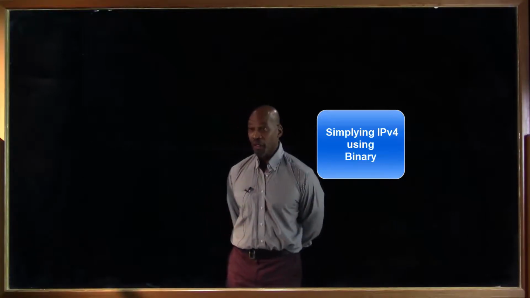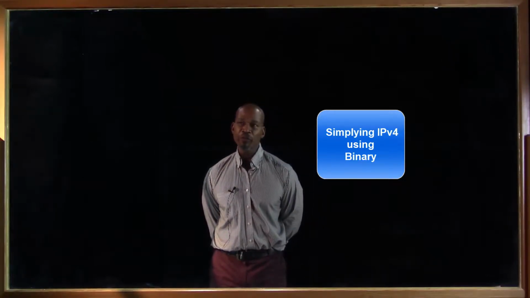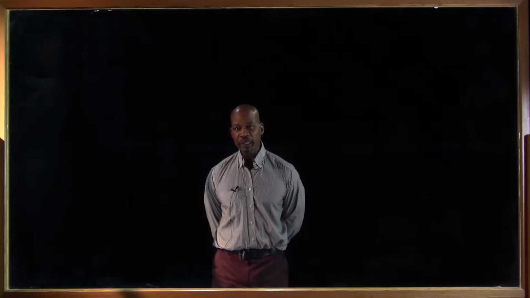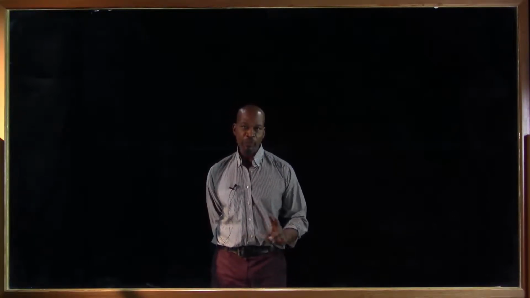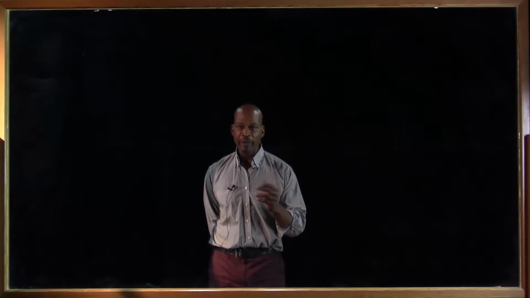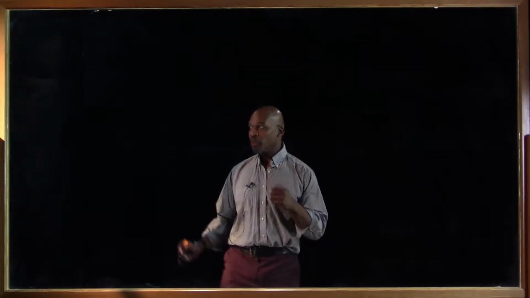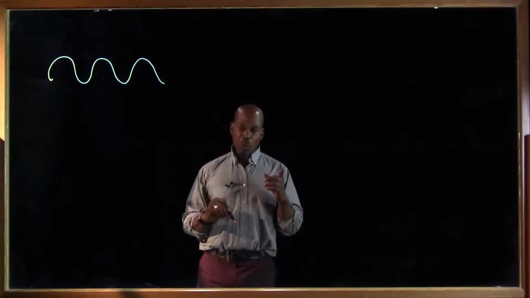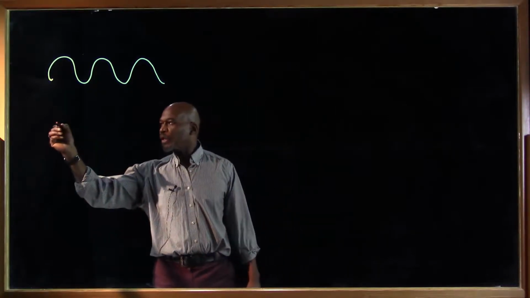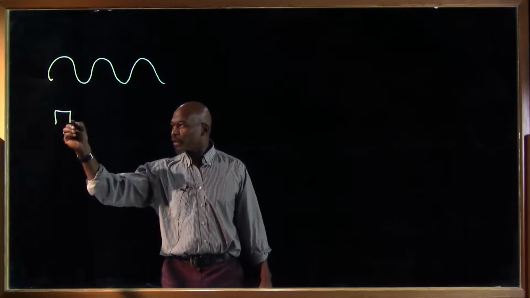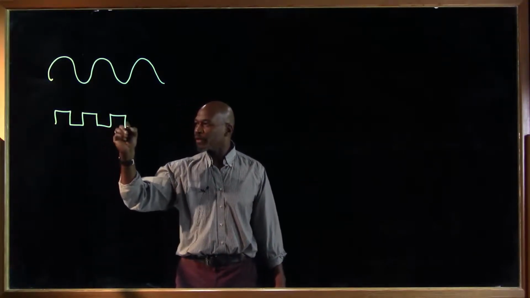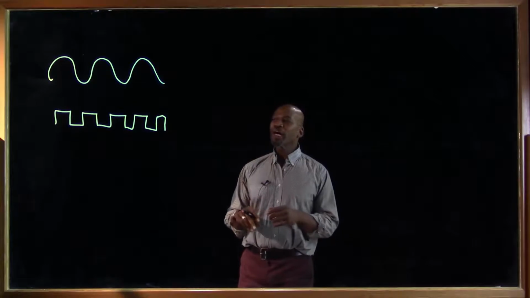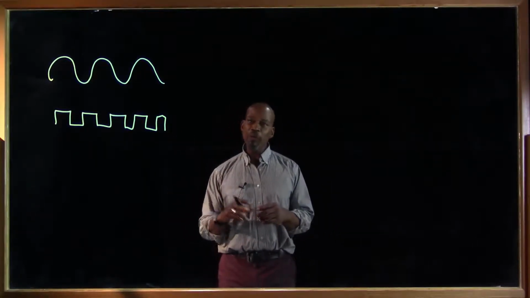Welcome. This video is about simplifying IP version 4 using binary. But before we get started, it is important to understand that we have two choices when it comes to networks or computers and how things work. You have an analog choice, which could be represented by a wave, or we have a binary choice, which is represented by a series of ons and offs, something similar to this. Now, you may ask yourself, why do we choose binary over a wave?